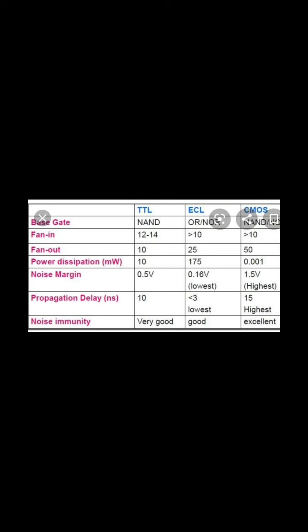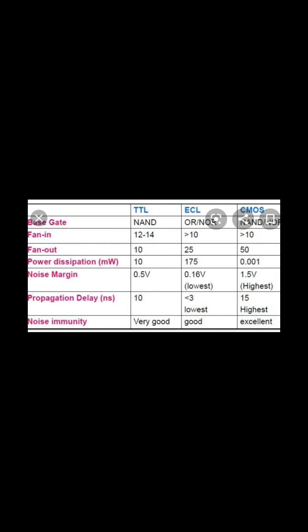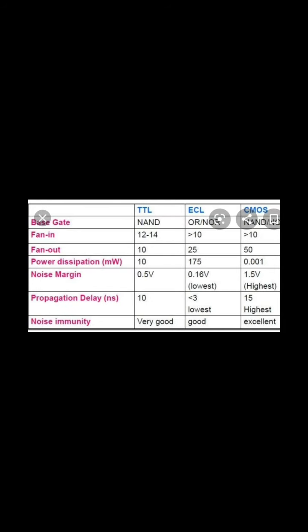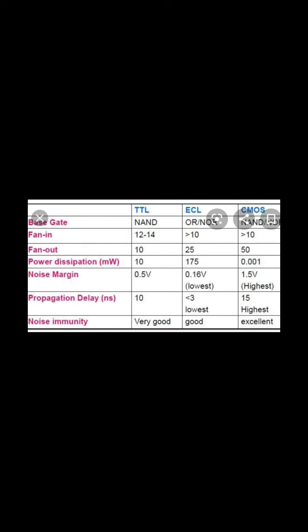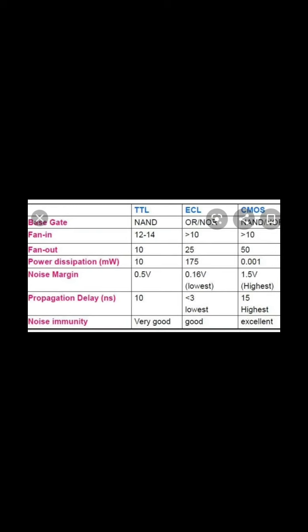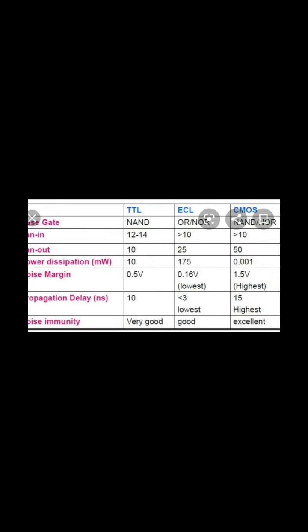So this is a very important bit in the competitive exams. Next, noise margin. Noise margin is 0.5 volt in TTL, ECL 0.16 volt, the lowest voltage. CMOS contains the highest voltage, that is 1.5 volt. Next, propagation delay in nanoseconds. TTL having 10, ECL having less than 3. The CMOS contains 15, that means highest. And the next, noise immunity. Noise immunity is very good in TTL, ECL is good, and the CMOS is excellent.